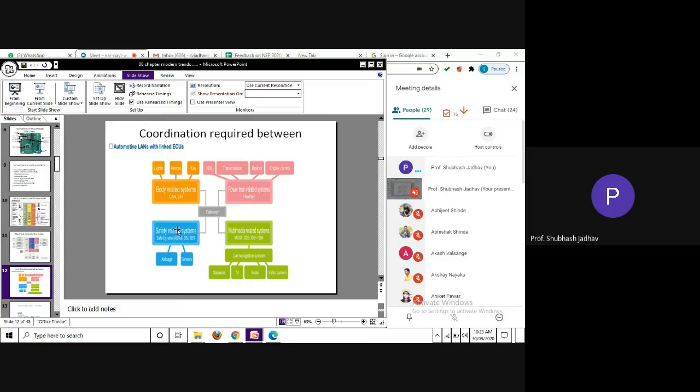They are controlled. They come under this particular safety related category. Then there is the multimedia related category. We might have some video, audio, or TV, something for recreation, etc. Or we have a car navigation system like GPS, etc. So all this comes under this.